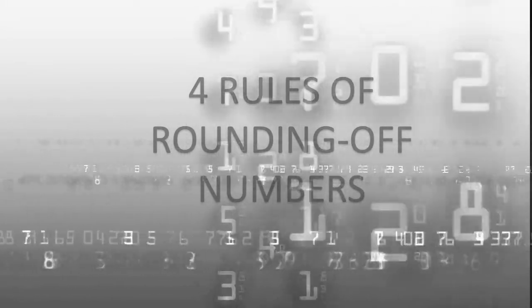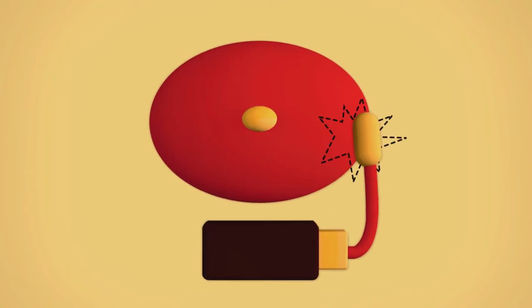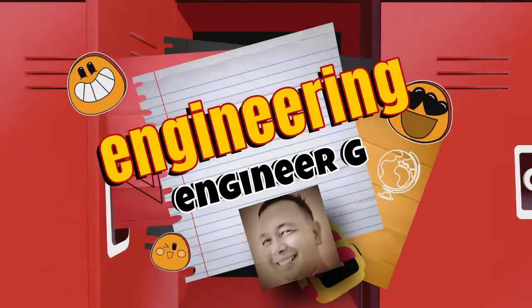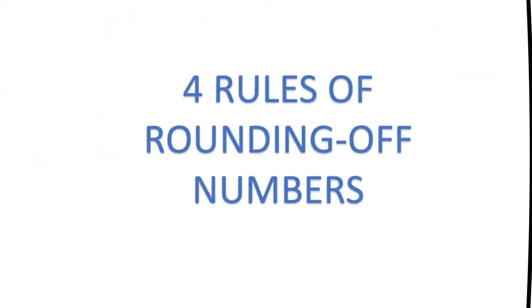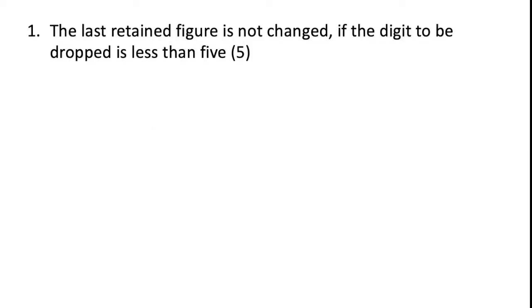Now, if you want to round off a number at a certain decimal place, we have here 4 rules that we have to consider to be able to get the nearest value of the rounded off number. And again, these are the 4 rules of rounding off numbers. Okay, let us have the first one.